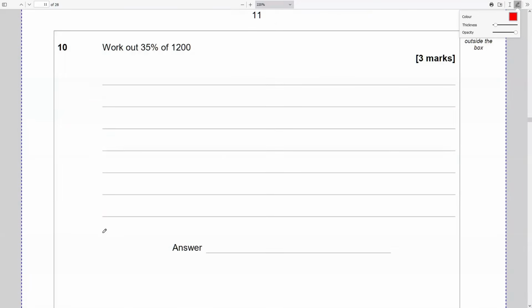Question 10, work out 35% of 1200. Well, the way I like to do it is find 1%. So you go, 1200 represents our 100%. Divide it by 100. So that comes off like that. And now it's going to be times by 35. So that gives us 1%, times it by 35.